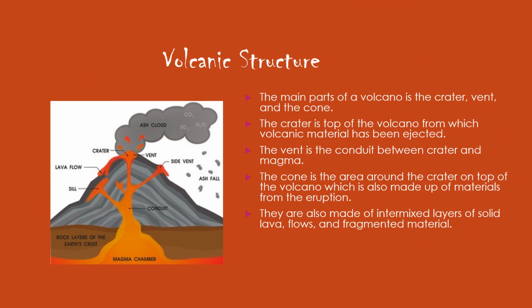Okay, so our first slide is going to be on volcanic structure. And we have three main parts of the volcano, the first one being the crater, which is located at the top of the volcano where volcanic material has been ejected. Then it is the vent, which is the conduit between the crater and the magma. And lastly, the cone, which is the cone around the crater on top of the volcano.